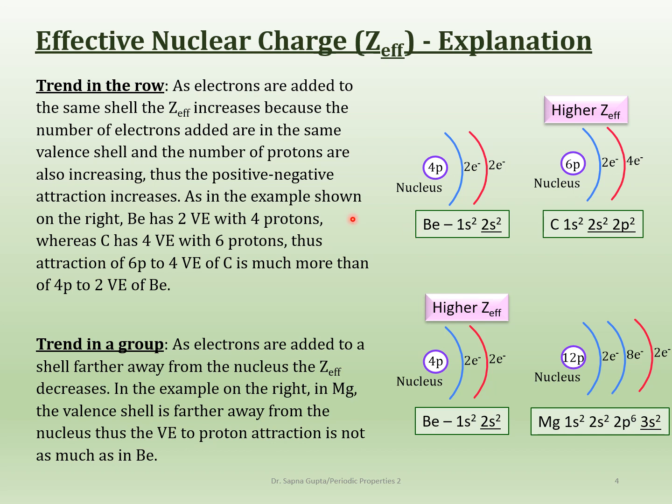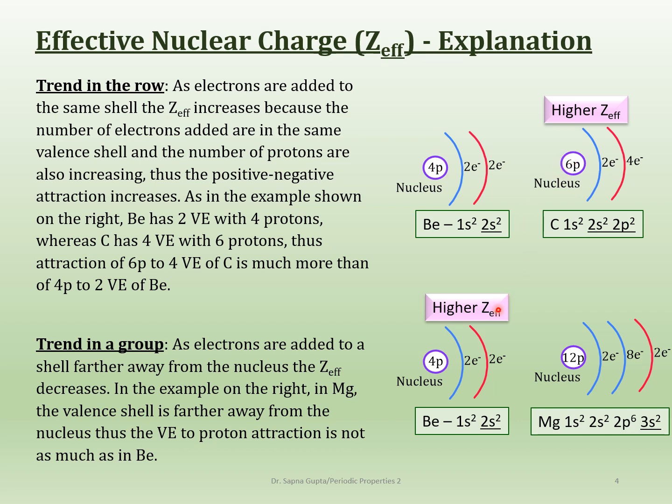Okay, so I'm going to take two elements in a row, because remember we're talking about the trend in a row. So here is beryllium, and then here is carbon. This is the electronic configuration, and what I've underlined here are the valence electrons. So in beryllium you have 2 valence electrons, in carbon you have 4 valence electrons. The valence shell is the red one, the core is the blue one. Okay, and of course you have the protons in the middle.